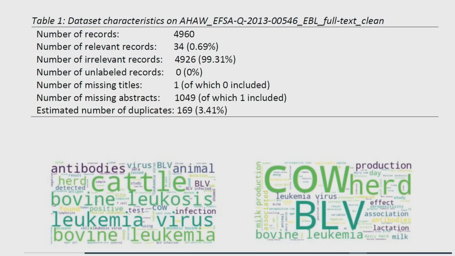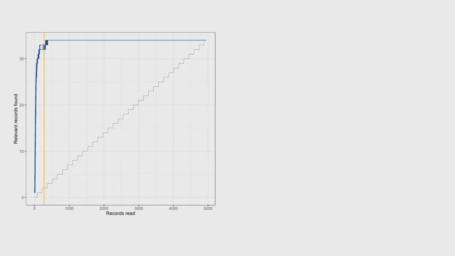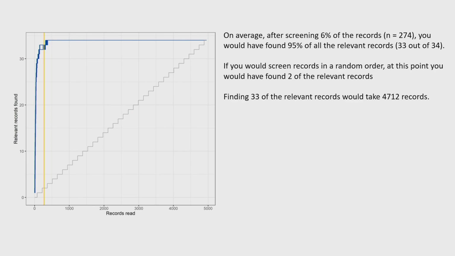So here we have 4,960 abstracts, of which 34 were relevant, according to experts from the EFSA. Here we have a similar recall plot, and as you can see, also for this sample, already after reading a couple of hundred papers, all of the relevant ones would have been found, or in particular, only 274 papers would have had to be read instead of close to 5,000. That's an enormous time saving.